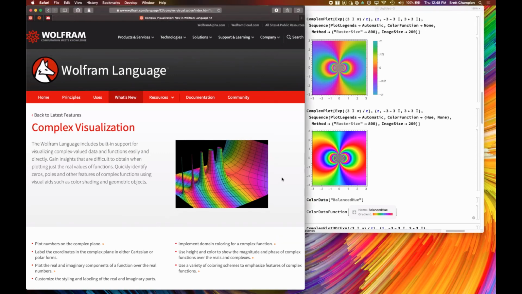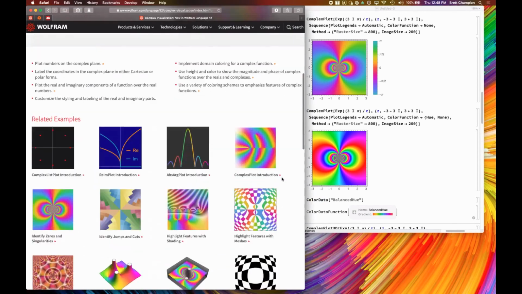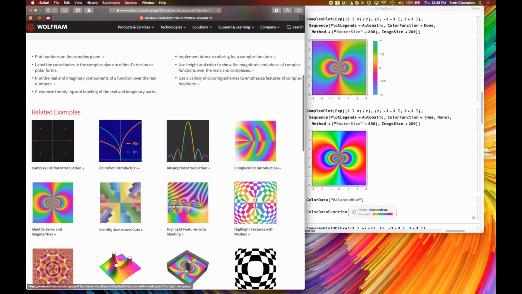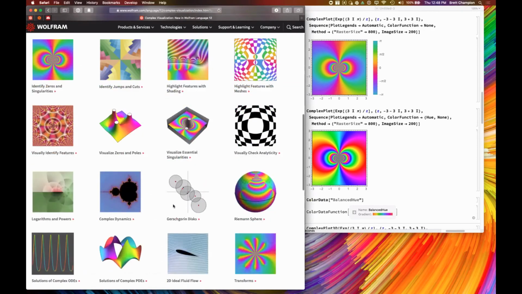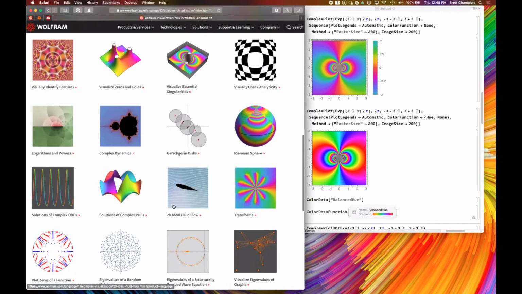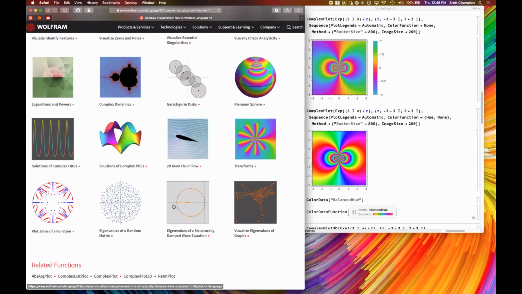And so now that we've been introduced to our functions, and we've learned how to interpret complex plot and complex plot 3D, I'm going to look a little bit at the second half of this page. Not all of these examples, but a few of my favorites.